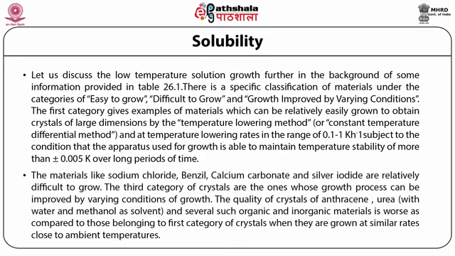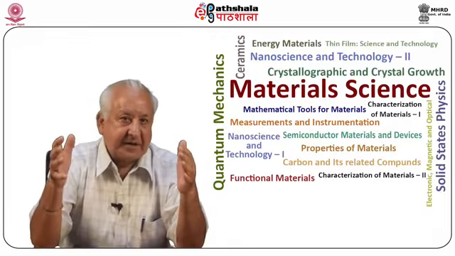The materials like sodium chloride, benzil, calcium carbonate, and silver iodide are relatively difficult to grow. The third category of crystals are the ones whose growth process can be improved by varying conditions of growth. The quality of crystals of anthracene, urea with water and methanol as solvent, and several such organic and inorganic materials is worse as compared to those belonging to first category of crystals when they are grown at similar rates close to ambient temperatures. Preliminary experiment.